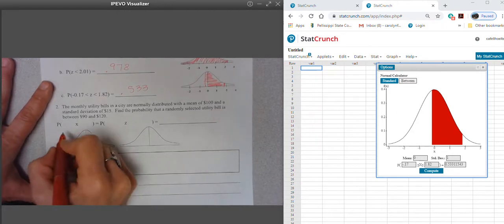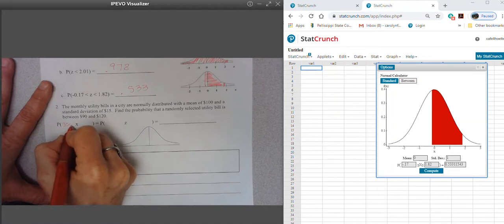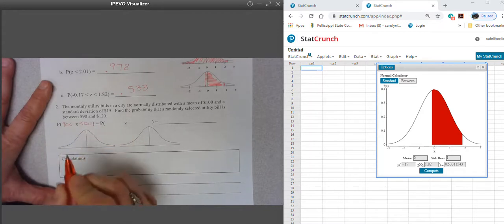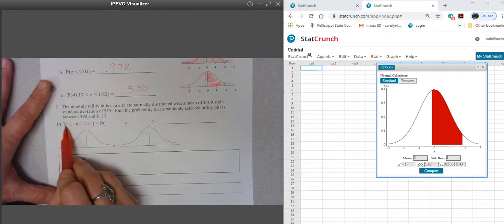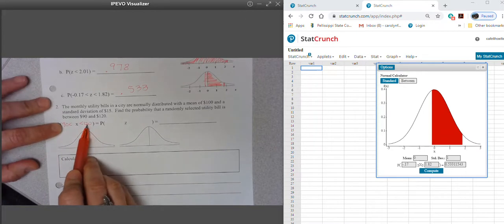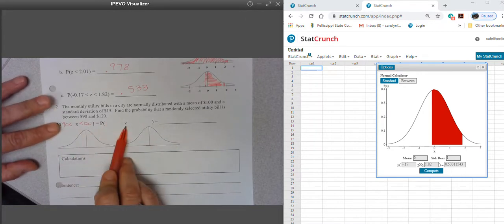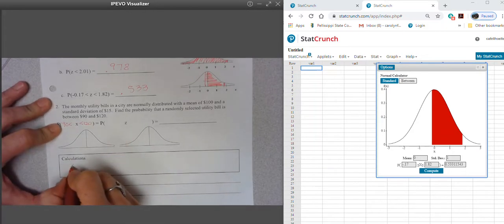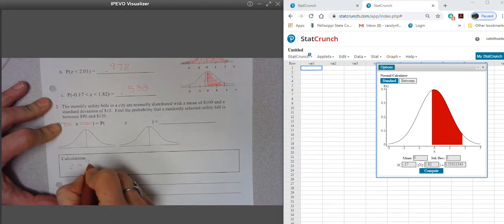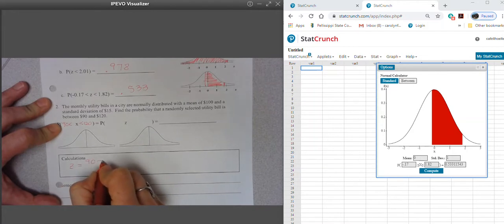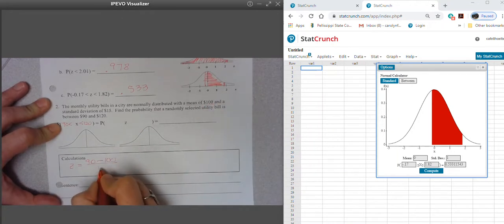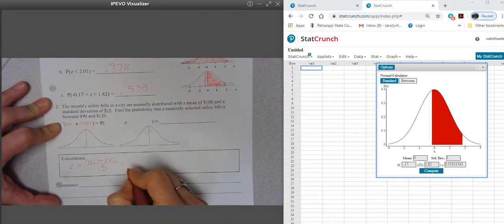We're trying to find the probability that a randomly selected utility bill is going to be between $90 and $120. So we're just going to convert the 90 to a z-score, and we'll convert the 120 to a z-score and do our calculations based on the standard normal distribution of z-scores. For the 90, the z-score is equal to your data score of 90 minus the mean of 100, and that's always going to be given, divided by the standard deviation, which was 15, and that was given here in the problem. That gives us a z-score of negative 0.67.